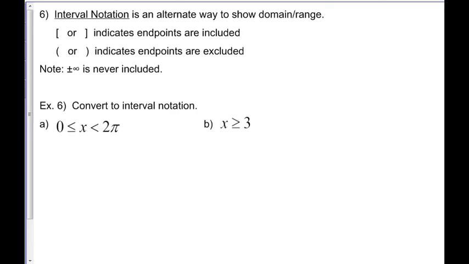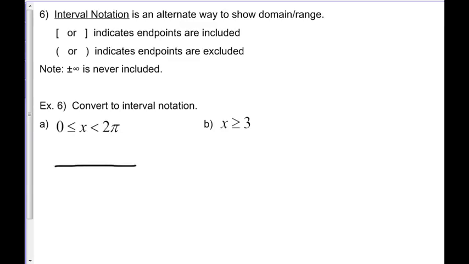Okay, before we get into the trig equations, one last piece that we have to take a look at is interval notation. And it's just an alternate way to show domain and range. So if you have square brackets, it indicates that the endpoints are included. If you have round brackets, it indicates that the endpoints are excluded. And plus or minus infinity is never included.